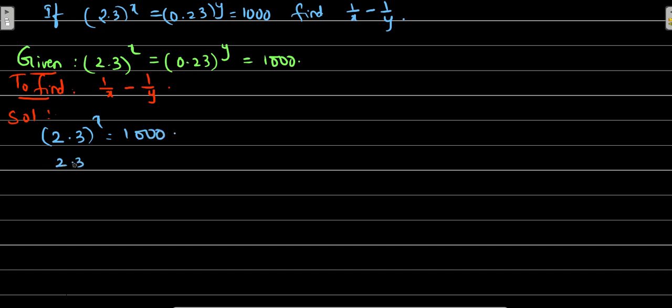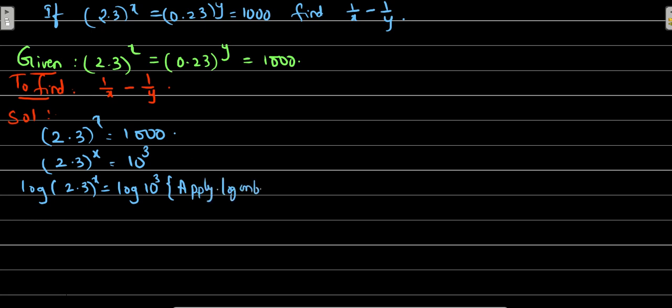This 1000 can be written as 10 cube. 10 tens are 100, 100 tens are 1000. So 1000 can be written as 10 cube. Now let us apply log on both sides. log of 2.3 whole to the power of x is equal to log 10 cube. What did we do here? Applying log on both sides.